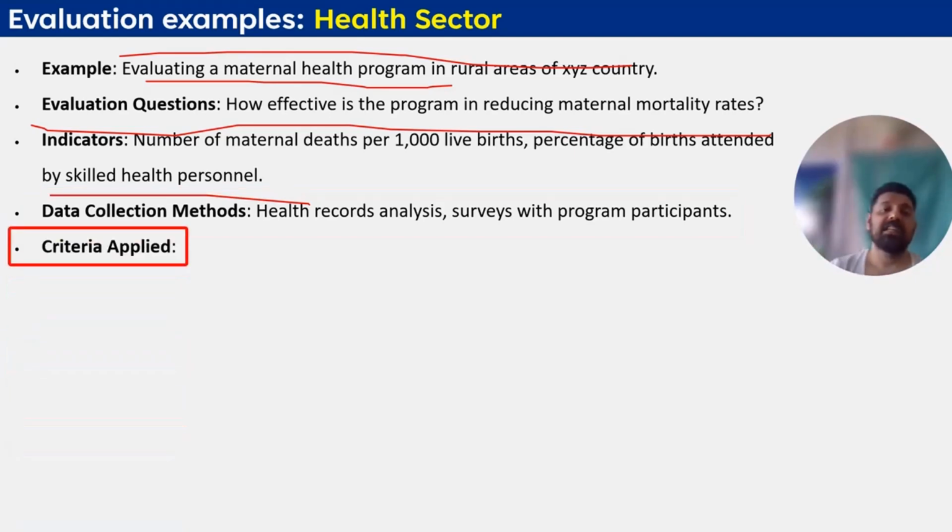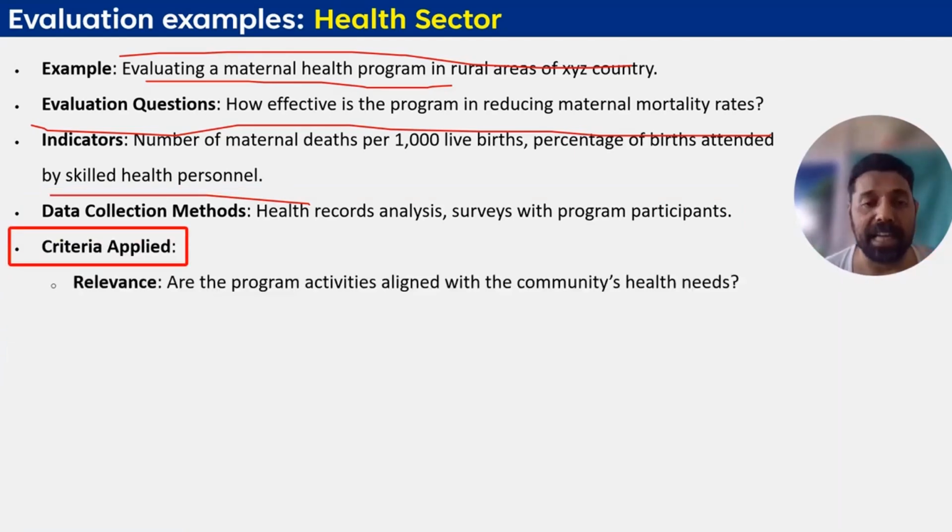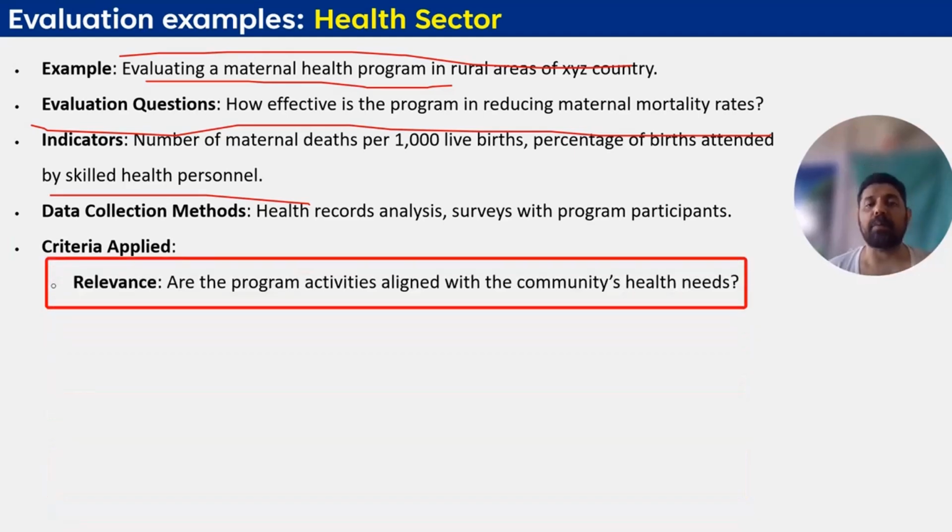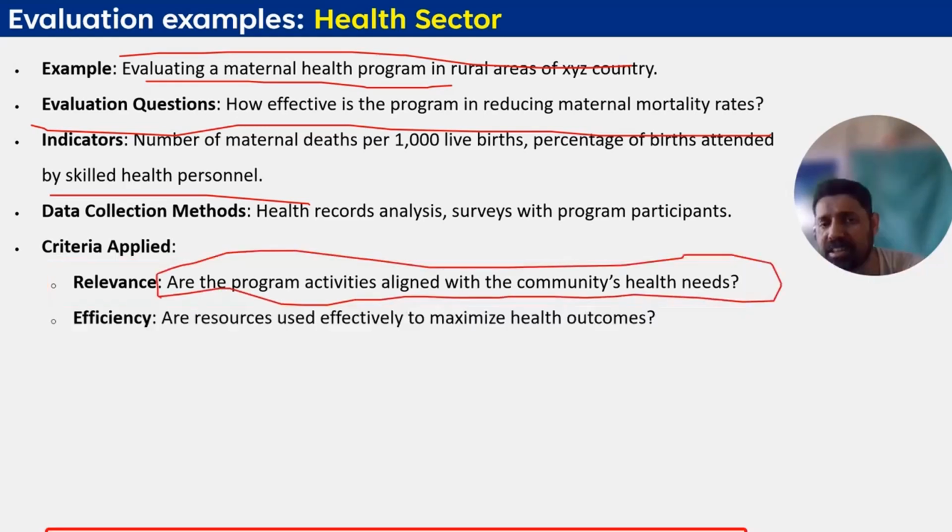Now criteria. The criteria that you will need to apply. The first one, relevance. Are the program activities aligned with the community's health needs? Your program is a maternal health program. Whether actually in that rural area mothers are dying while giving birth or not, you can evaluate through this type of question. Are the program activities aligned with the community health needs?